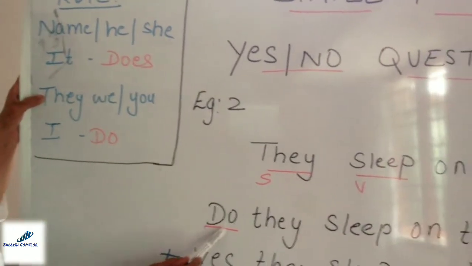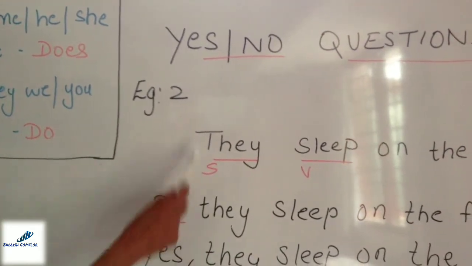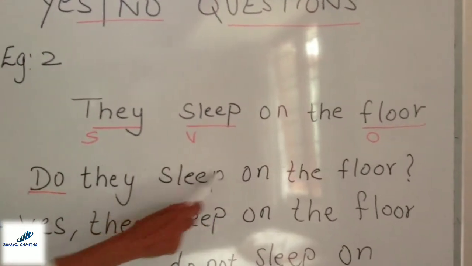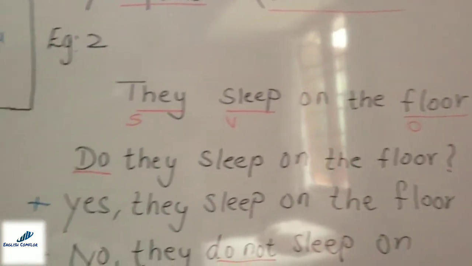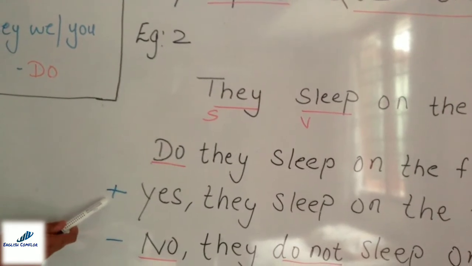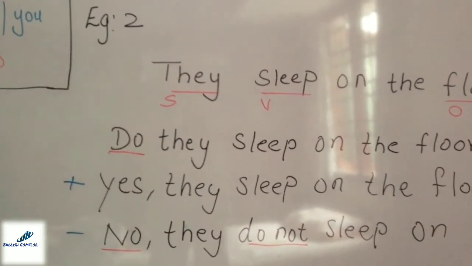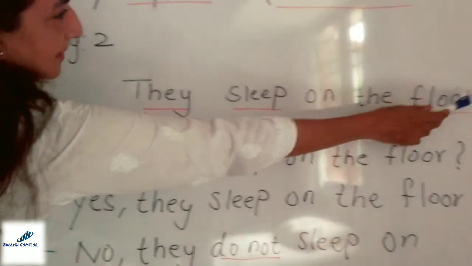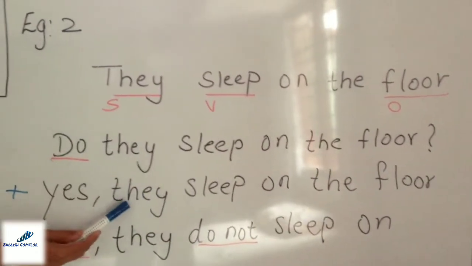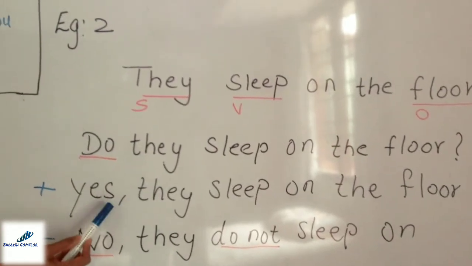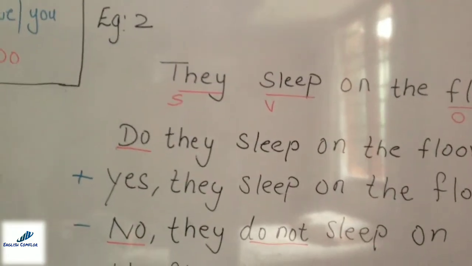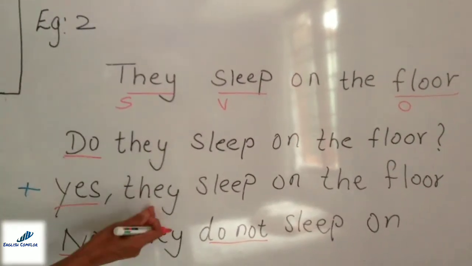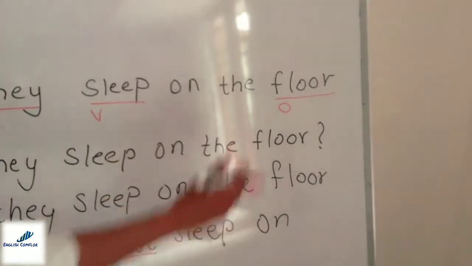So I have written do, and what did I tell you the next step is? Just copy the sentence as it is. Do they sleep on the floor? Now the positive sentence, yes. And what should we do? We have to again copy the sentence as it is here. So the only thing you have to write is yes here and copy the sentence. They sleep on the floor.